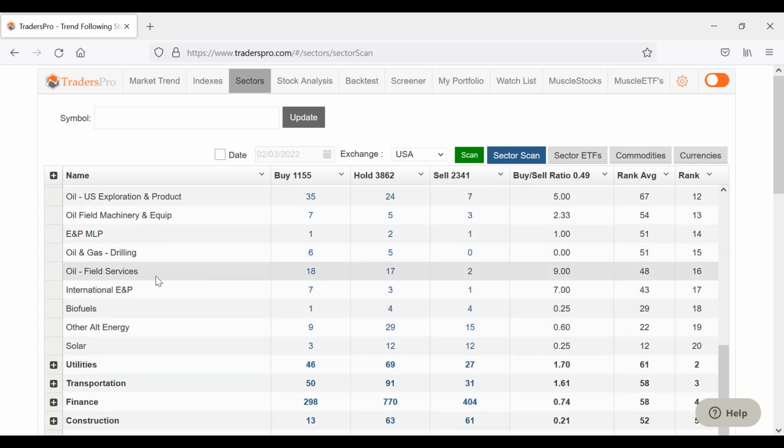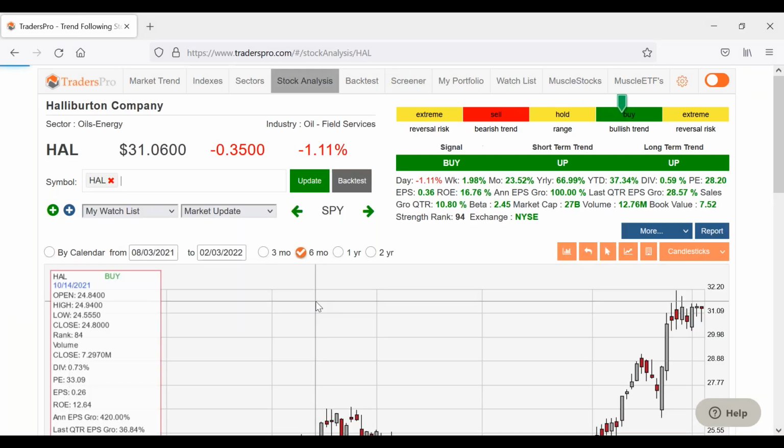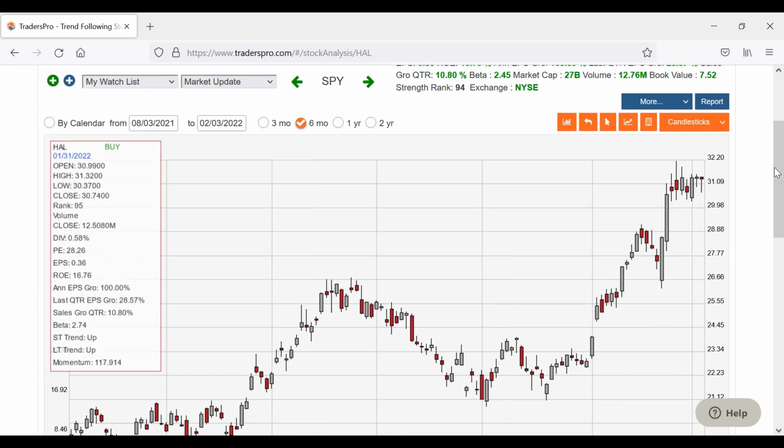And if you go into the oil field services right here, and I went under the buy section here, I like two of the very well-known companies, Halliburton and Schlumberger, 94 and 93 strength ranks. So they're down a little bit, but these are really strong companies. I like the charts on both of those. Here's Halliburton right here. You've got, obviously, you're breaking. Let's switch it to signals here.